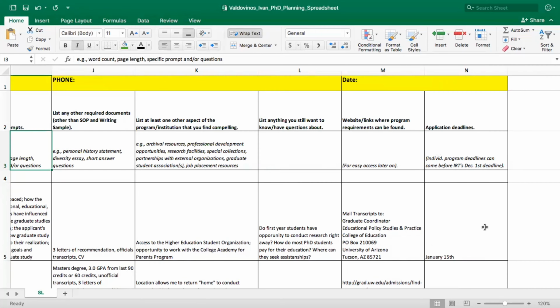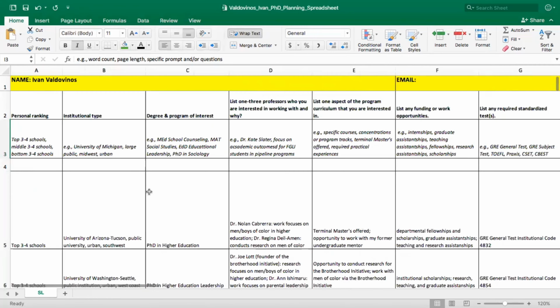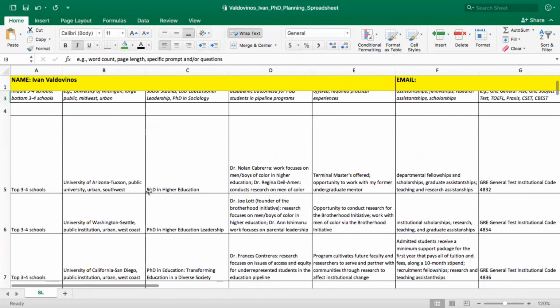Then you obviously want to know the deadlines of these applications. That way you're able to know how to best manage your time in terms of meeting these deadlines. So now we went over a couple of things that you should be researching and thinking about. Let's give you some examples.